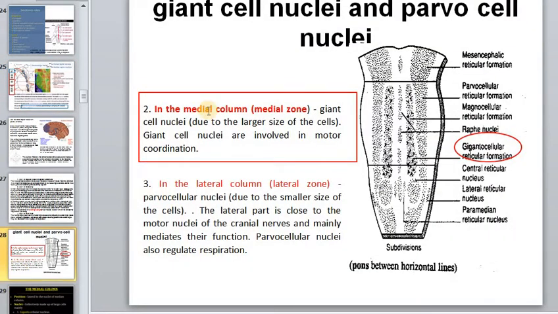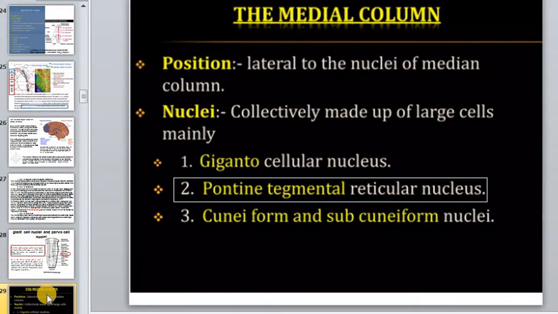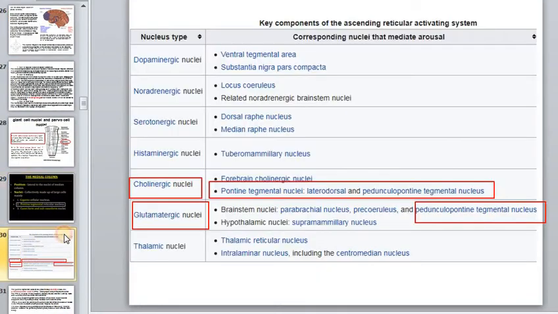So the next slide is the lateral column, the next part of the nuclei of the reticular formation, and these nuclei are involved in motor coordination. And why this name? Because of the special shape of the cells and their position lateral to the nuclei of the median column. This is collectively made up of large cells mainly, and the special reticular nuclei, and we will start from the first one, but in this slide it is the second, but we start from this.